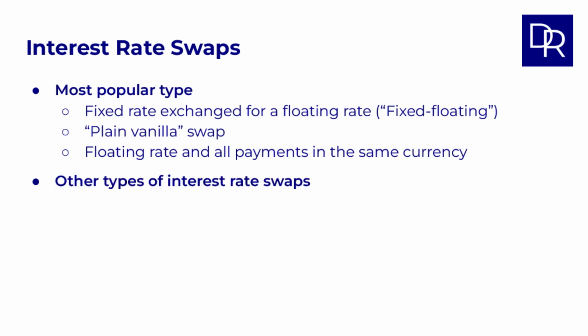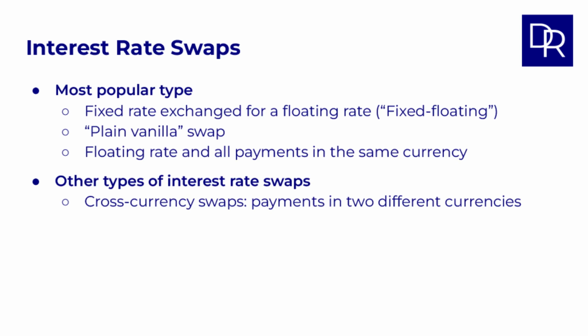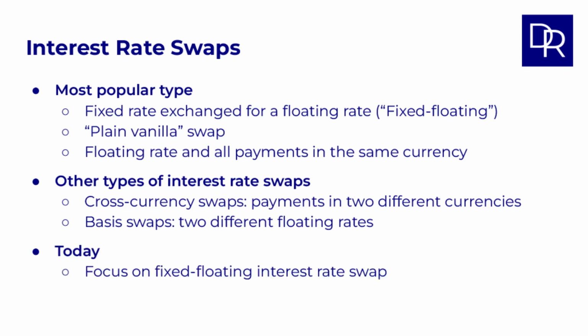The main other types of interest rate swap are cross-currency swaps, which have payments in two different currencies, and so-called basis swaps, which involve exchanging cash flows based on two different floating rates. Today, we'll just look at the basic fixed floating IRS. So let's look at an example.